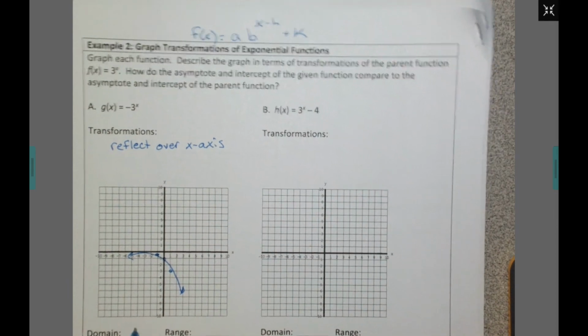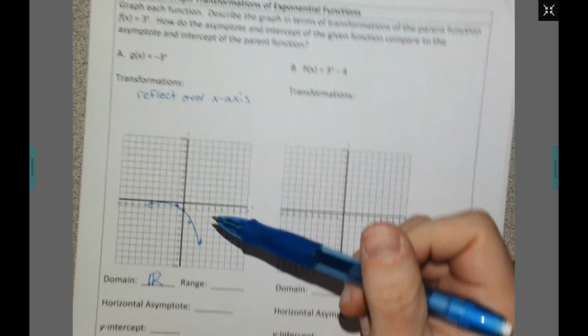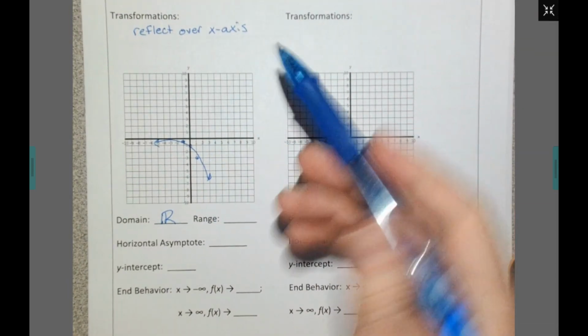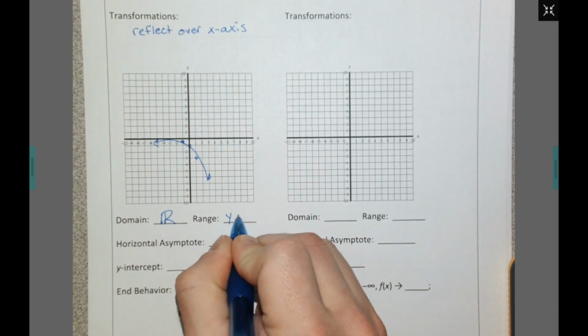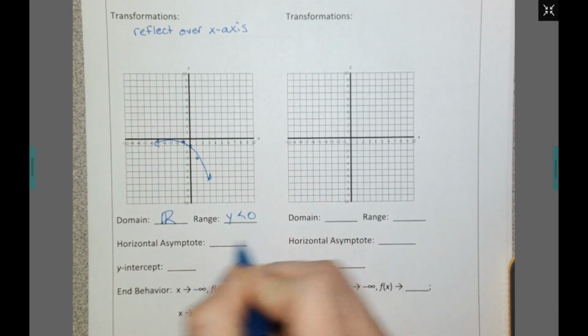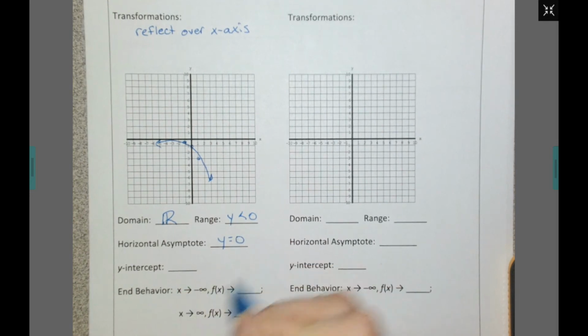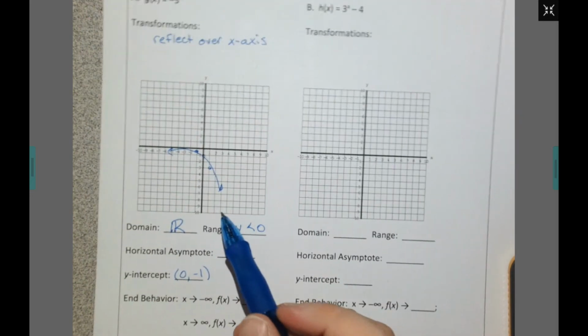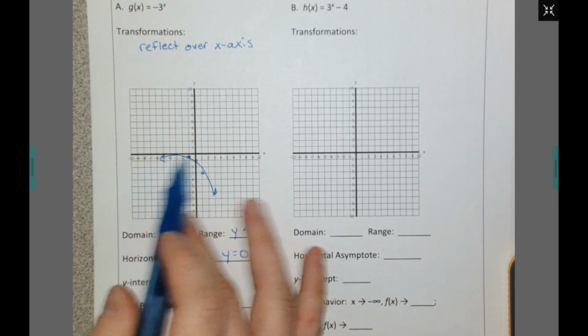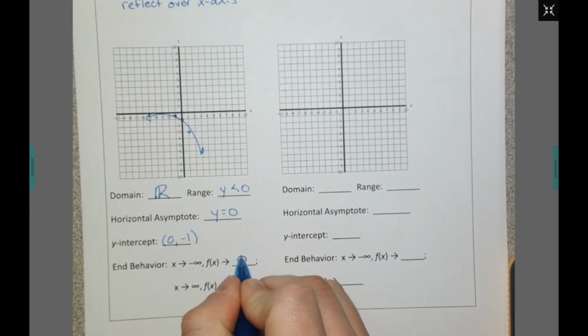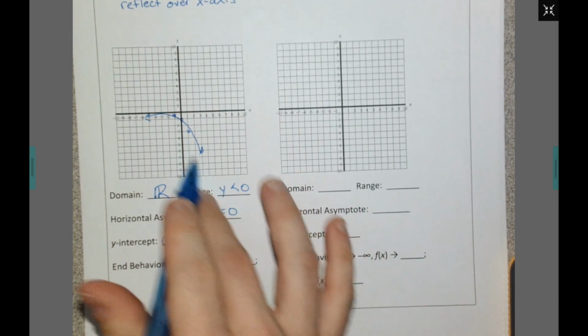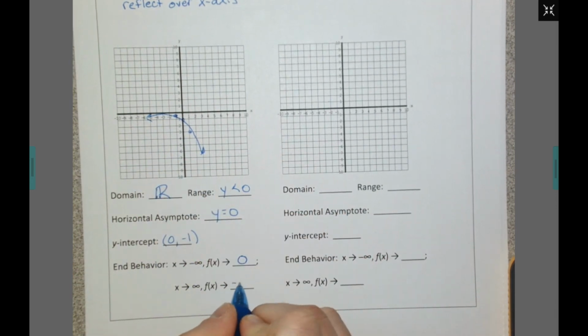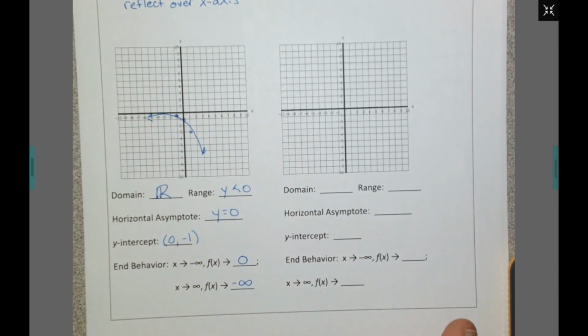So domain, again, all reals. This time, my range is every value below 0, so it's y less than 0. Horizontal asymptote is y equals 0. Intercept is 0, negative 1. And then end behavior. As I go to the left, we are approaching 0. And then as I go to the right, we are going down forever. So we are going to negative infinity.